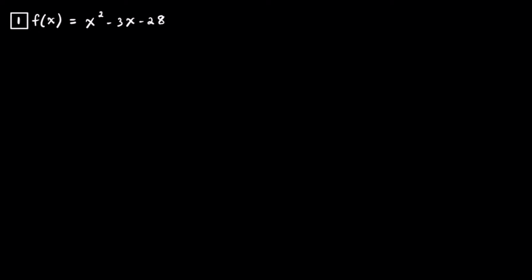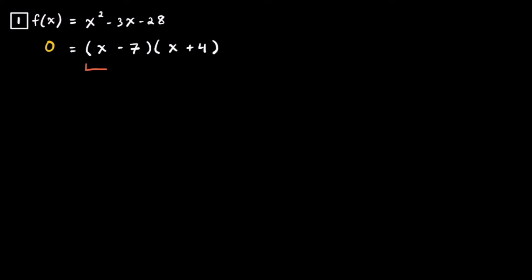For number 1, we have f of x is equal to x squared minus 3x minus 28. So the first thing we're going to do here is try to factor this. So we know it's going to factor into two binomials, and they're both going to start with x to get x squared. One of them is going to have a minus 7, and the other one's going to have a plus 4. To find the x-intercepts for this function, let's set f of x equal to 0.